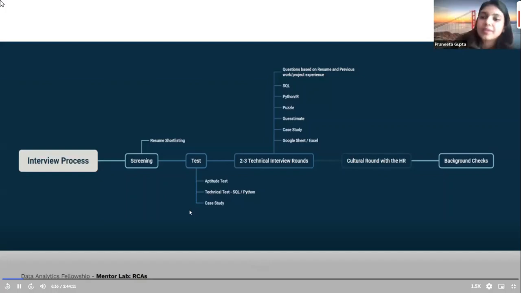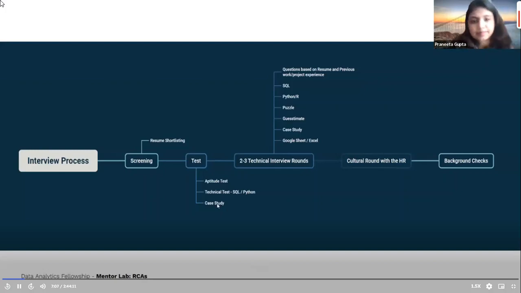Now, some companies don't even have a test. They directly start with the round one of interview. But some companies do have this intermediate step of a test. It could be an aptitude-based test, like they're testing your general knowledge, or just your aptitude in general, right? Other than that, technical skills are very common, where you have SQL or Python questions given. Some may even ask Excel related questions, and then you have to solve within a time frame.